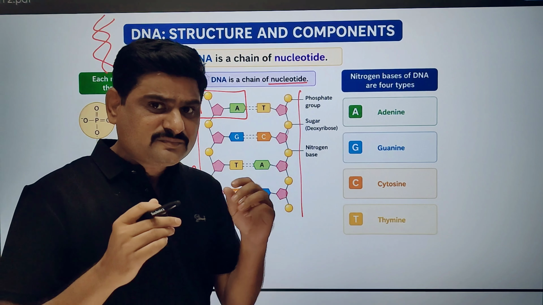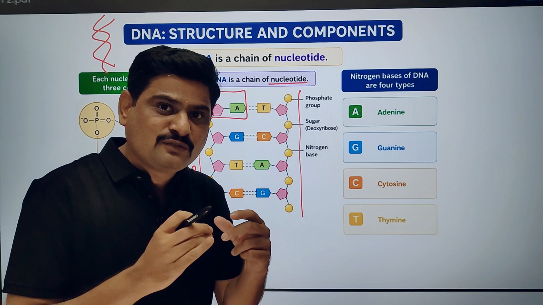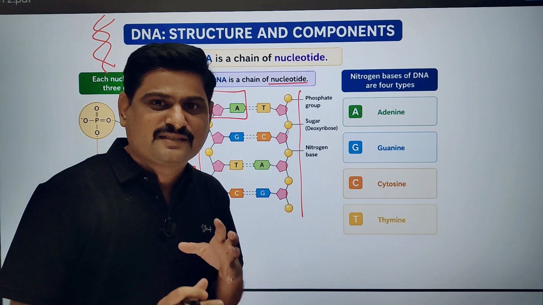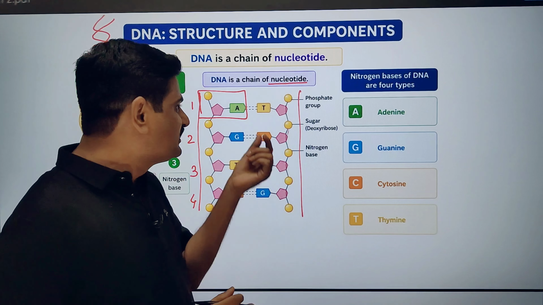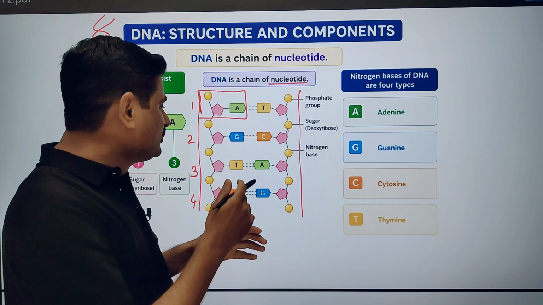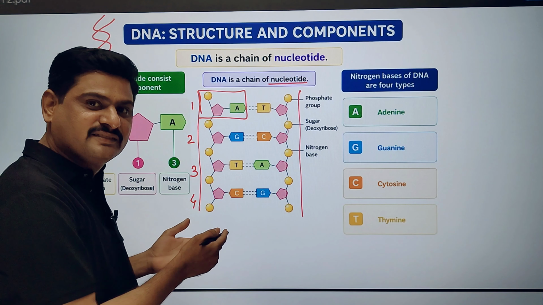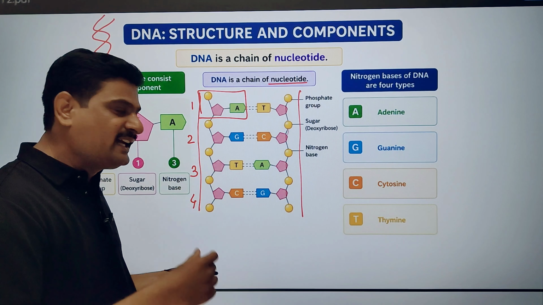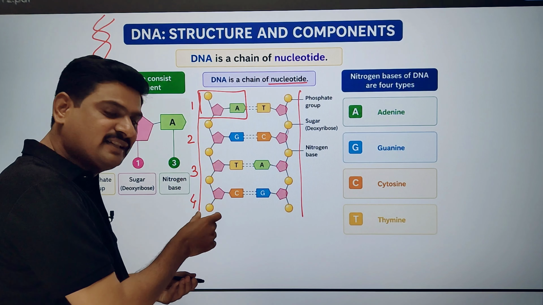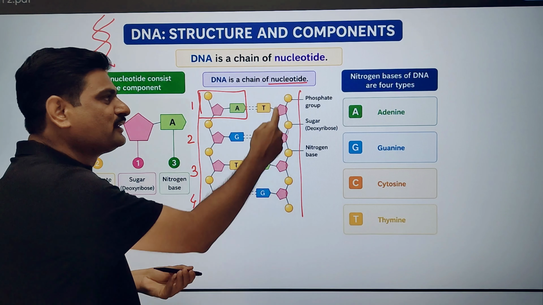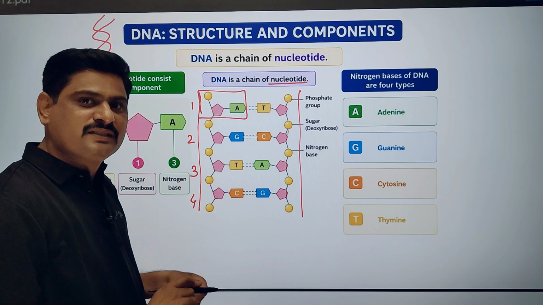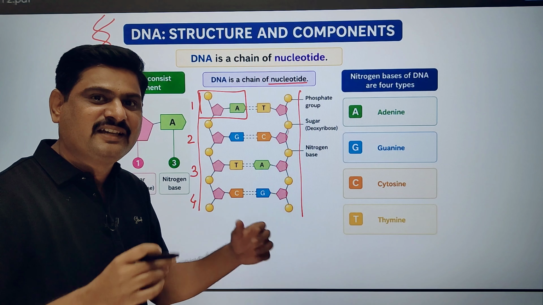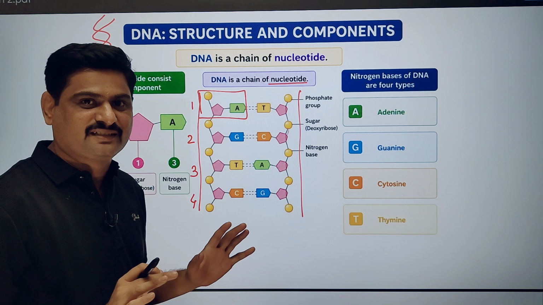Children, how is it? If you join many small flowers, then one big mala will form. Somewhat the same concept is here. Your flower is the nucleotide and the whole mala is your DNA. So just as a mala is made up of small flowers, each DNA strand is made up of small units called nucleotides. Are you getting it? In a mala small flowers are there, in a DNA strand nucleotides are there.